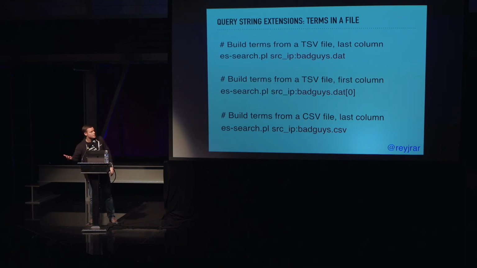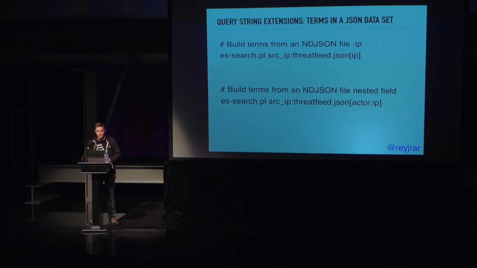The .dat will be tab delimited, so it'll look for the last column of the tab delimited file, and it will grab all those source IPs, unique them, and then build a terms query for you automatically. You want it in the first column instead? That's cool, we got you. Use array syntax to get that data out. It also works with CSVs.